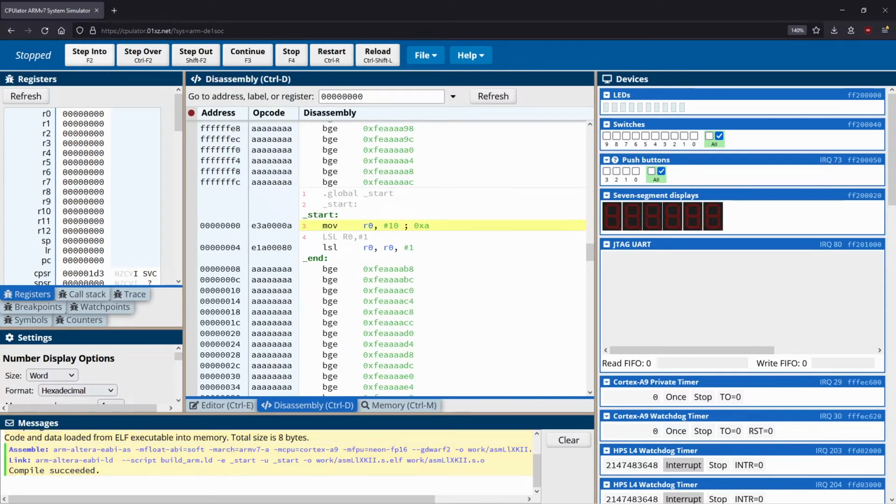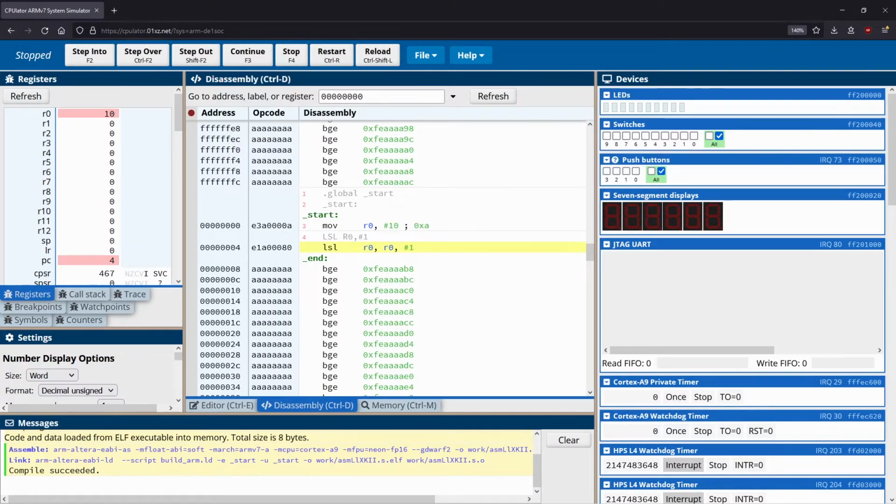So we compile and load. The first instruction is going to put 10 inside of this register, and we'll go ahead and change this to decimal so that we can see it a bit easier. You can see that we have 10 here. The next time that we move through, we do our shift, which changes it to 20. As you can see, it does as I said it would. It multiplies it by 2.